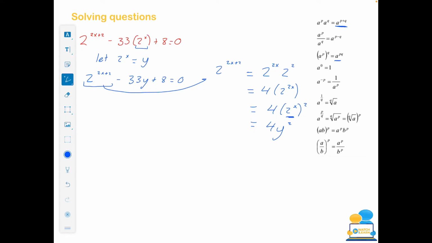So just a little bit of manipulation, working backwards with the formulas. We hadn't seen that in the other examples. We were always going this way. In this question, we need to use our rules, but backwards. So now we're going to rewrite our question. Instead of 2 to the power of 2x plus 2, we're going to write 4y squared minus 33y plus 8 is equal to 0.